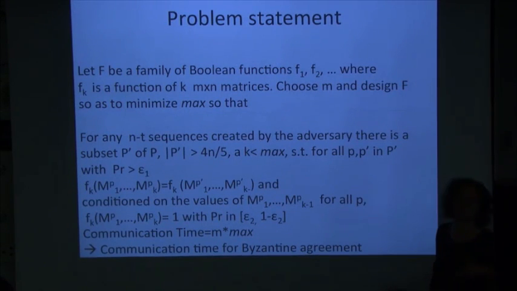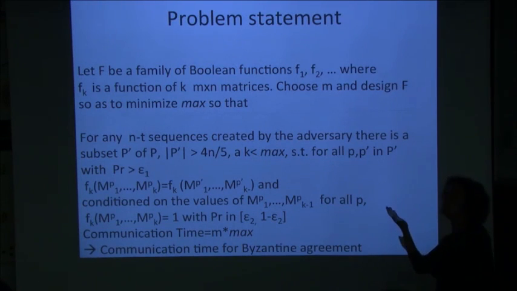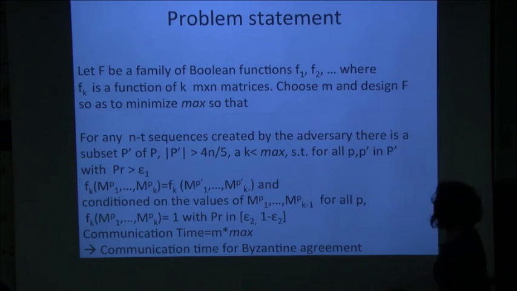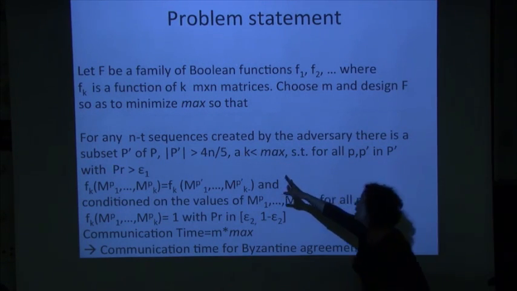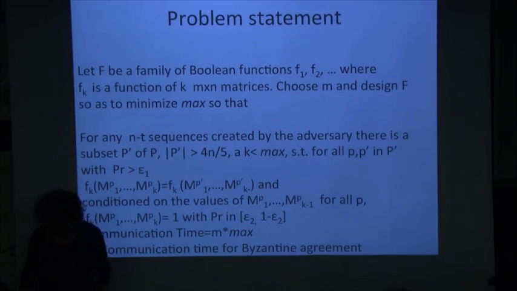So I'm going to describe a problem statement for the global coin flip. This is the kind of global coin flip we need for Benoit's algorithm. So what we need to do is specify an f, which is a family of functions, f1, f2, where fk is a function of the first k m by n matrices. The f gets to choose m, and we want to design f so as to minimize this variable max. Here goes, I hope this is right.